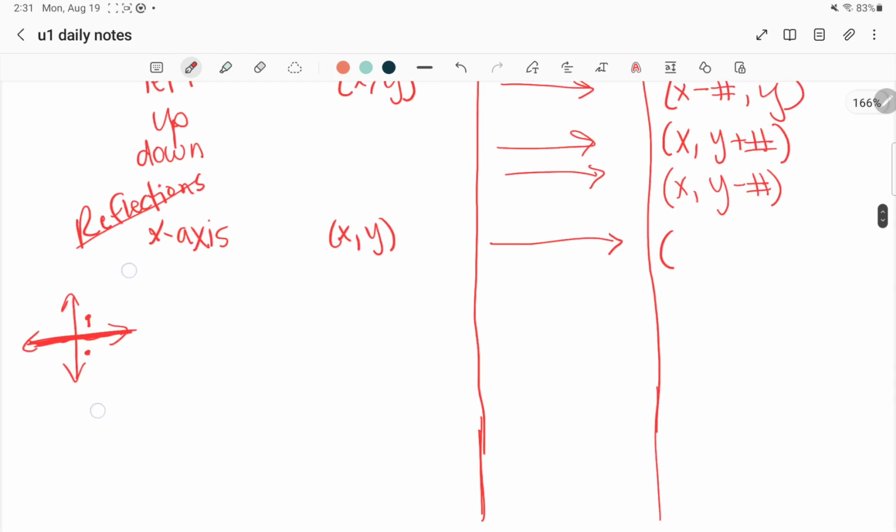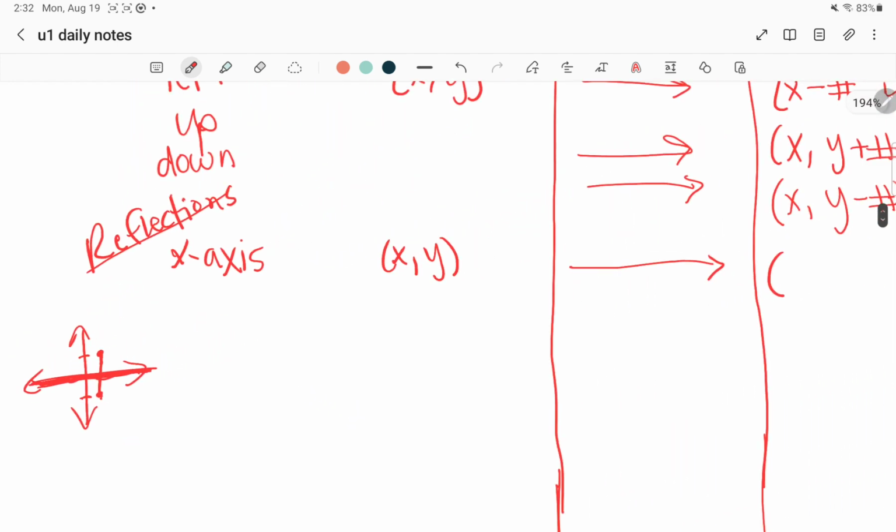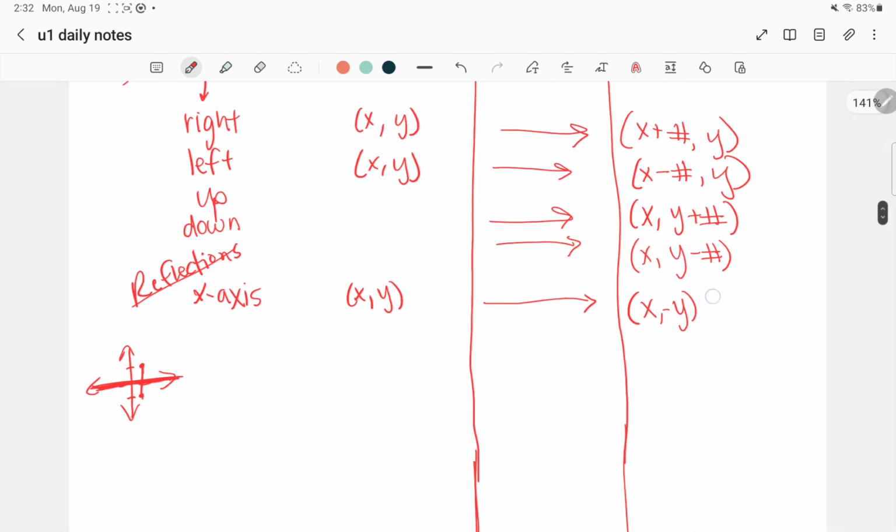So you can kind of see it in my picture, or we can kind of assume from my picture. My x value didn't change. I just went straight down. But my y value flipped. I went from positive to negative. And that's exactly what my rule says. If I'm flipping over the x-axis, my x value is going to stay the same, but my y value is going to change sign. So if it was positive, it becomes negative. If it was negative, it becomes positive. So x stays the same, y changes sign.